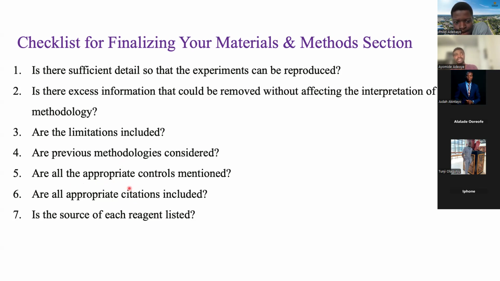Another aspect is, are all appropriate citations included if I'm using online sources to achieve my objective? If I'm using online sources, online data for my research method, am I citing all of them also? And lastly, is the source of each reagent listed? For instance, if you are doing experimental work that has to do with ordering materials online, am I listing all the reagents that are needed? So those are the checklists you should follow when finalizing your research methodology session.